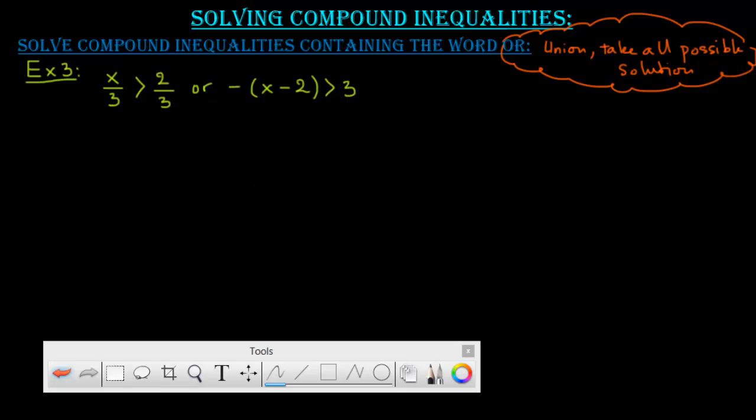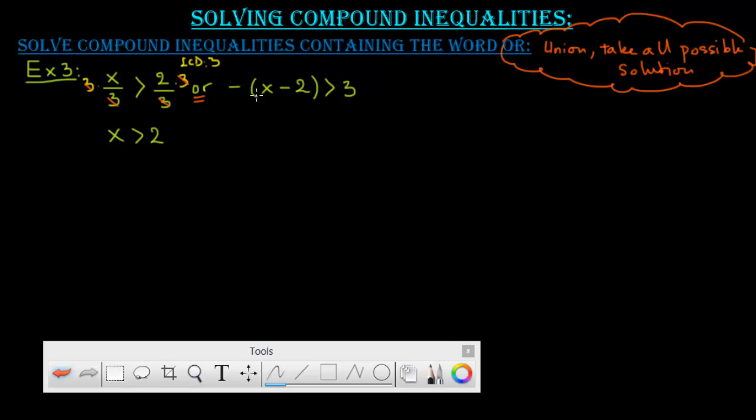So example 3, we will solve each inequality first, and we see that in this case they are connected by the word or, not the word and. So first of all, we have to deal with the fraction, and we know that to get rid of a fraction, multiply both sides by the LCD. So the LCD in the first inequality is 3, so we're going to multiply 3 on both sides. So this 3 will be cancelled out, and that leaves us with x greater than 2. Pretty easy. That's the answer for the first inequality.